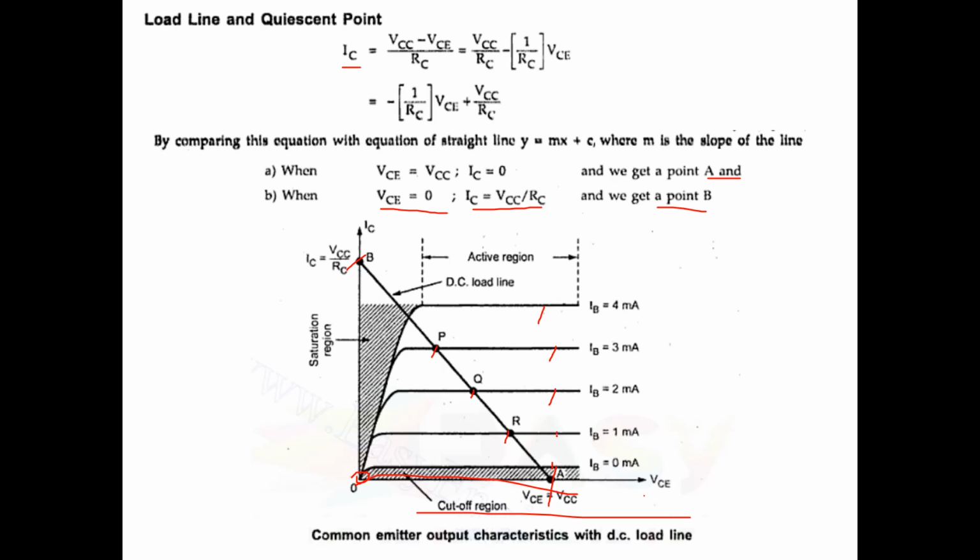These points P, Q, R, which are present over the DC load line, correspond to the intersecting points of the DC load line and IB. These points decide whether our transistor is working in the cutoff region, active region or saturation region.